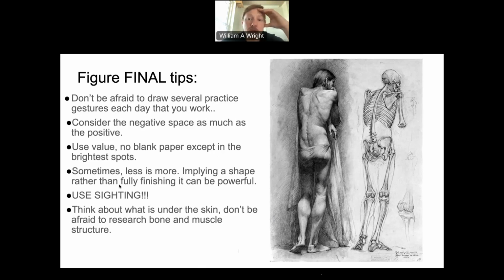So you're going to need to be picky. Hopefully everybody listens to this slideshow all the way to this point, because that's important. The only bright spots are in the absolute brightest areas. Sometimes less is more.